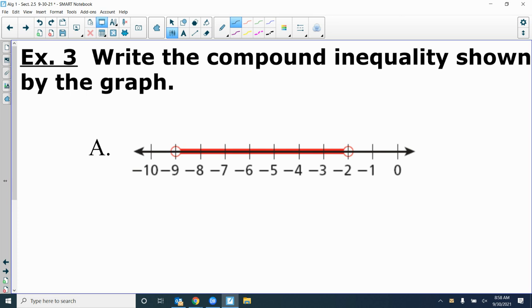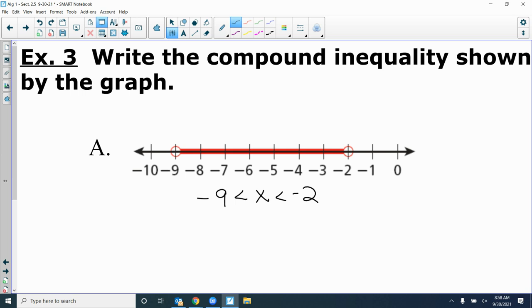We're going to do it 2 ways. Ava, what do you think? Negative 9 is less than x, and x is less than negative 2. Okay, and so you don't need to write the x twice, even though she said it. You just do it like this. Negative 9, write that down. Negative 9 is less than x, less than negative 2.